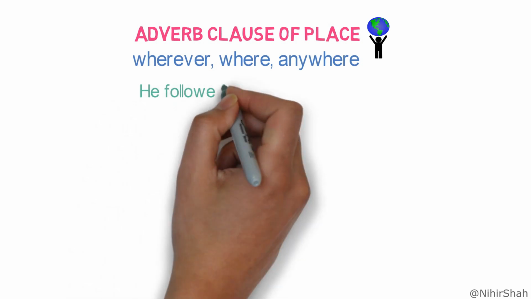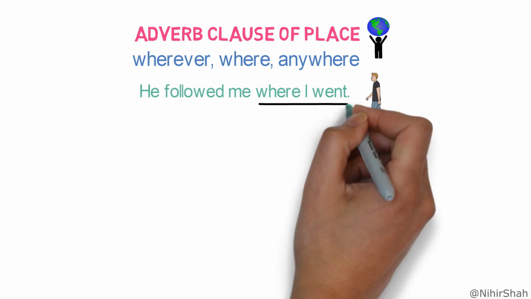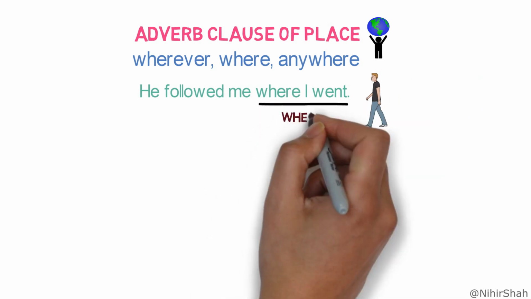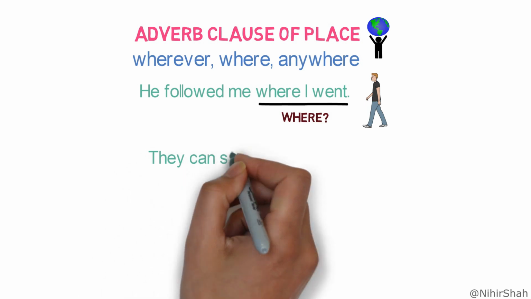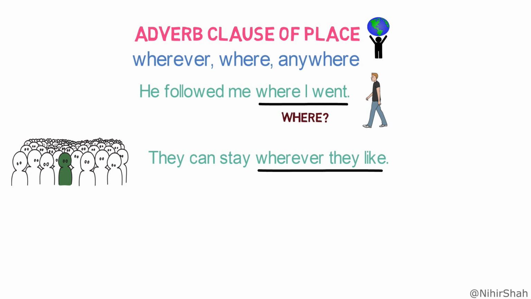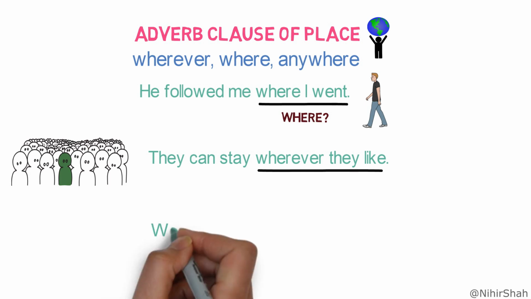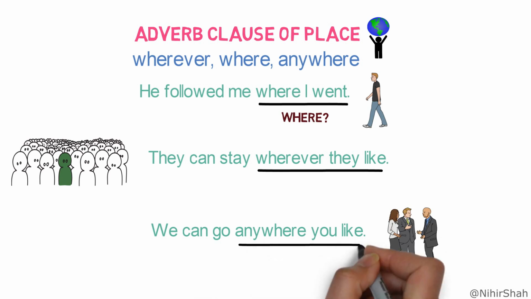He followed me where I went. Here, the adverb clause where I went is describing where he followed me. As it is showing place, it's an adverb clause of place. Some more examples of adverb clause of place are: they can stay wherever they like. Here, wherever they like is an adverb clause of place. We can go anywhere you like. Here, anywhere you like is an adverb clause of place.